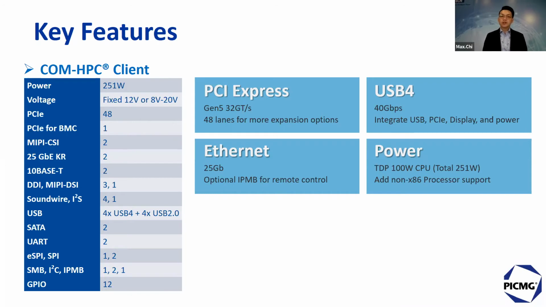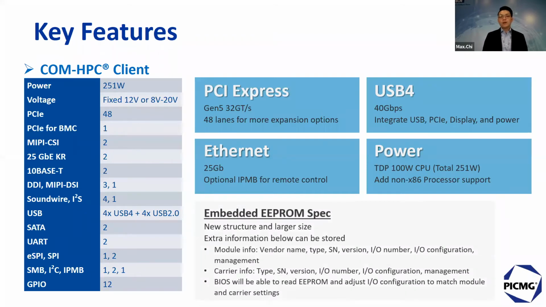Ethernet. COM-HPC supports 25 gigabit Ethernet for high-speed data transmission, and it also leaves optional IPMB support for remote control possibility. Last is power. This time, COM-HPC is not limited to x86 processors. And because the CPU TDP is supported up to 100 watts, you can use more powerful processors like desktop CPUs to get higher performance.